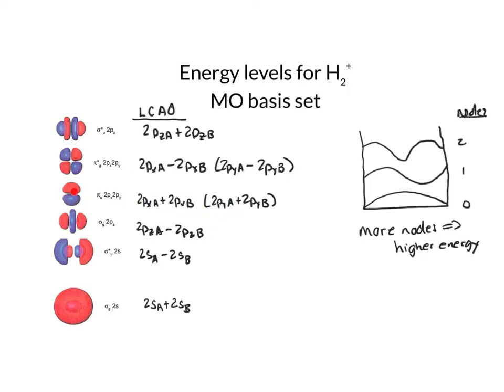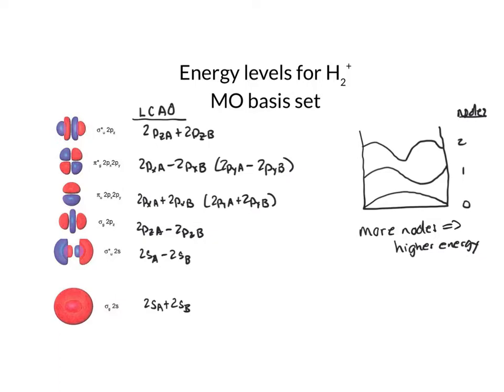So there are two of these. They're oriented 90 degrees from each other. In one we've added px orbitals, and in one we've added py orbitals. And then we can subtract the px orbitals or subtract the py orbitals. That gives us this anti-bonding pi orbital. And then finally, we can add the two pz orbitals to get this anti-bonding sigma orbital from the p sub z orbitals.